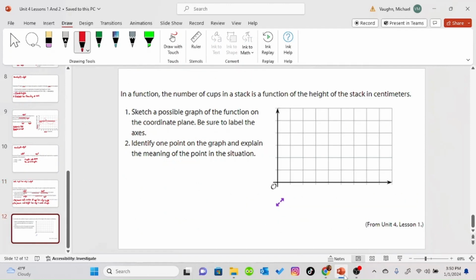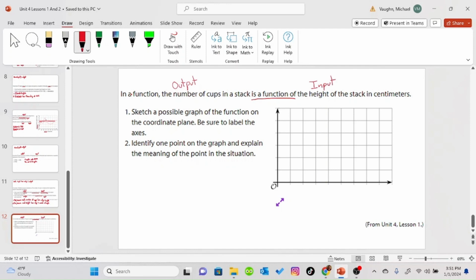In a function, the number of cups in a stack is a function of the height of the stack in centimeters. Remember, we look for is a function of. What comes before is your output, and what comes after is your input.